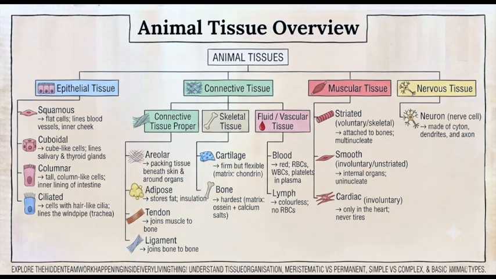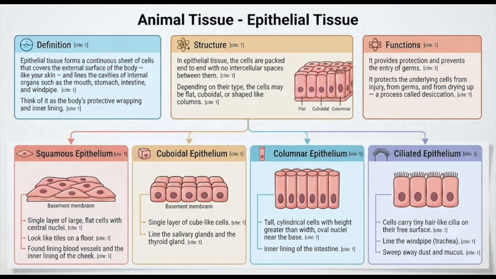The bodies of animals are built from different kinds of tissues. Based on their structure and function, animal tissues are of four basic types. Epithelial, the covering tissue. Muscular, the moving tissue. Nervous, the messaging tissue. And connective. Let's meet each one, starting with epithelial tissue.